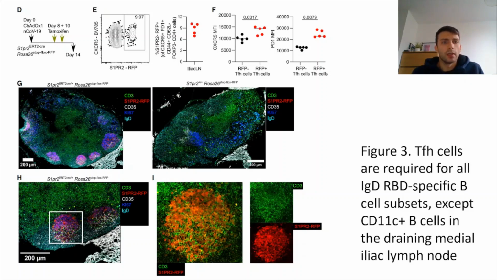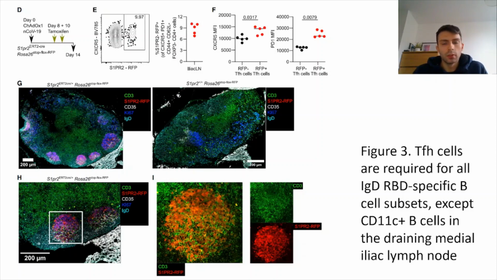And we can see that on the Tfh, which is the pre-gating shown in E, so CXCR5 PD1 double positive, CD44 positive, and CD62L negative, we have a healthy population of S1PR2 labeled Tfh. We then compared the RFP positive to RFP negative Tfh, and we show that the cells which are labeled with RFP, therefore have S1PR2 expression, have a higher expression of CXCR5 and higher expression of PD1. And this goes with the idea that S1PR2 is a marker of terminally differentiated, highly active germinal center Tfh.